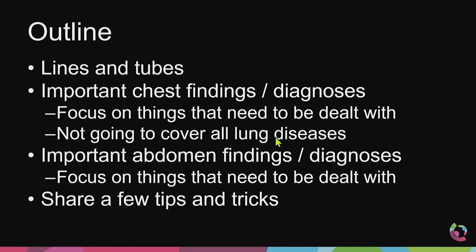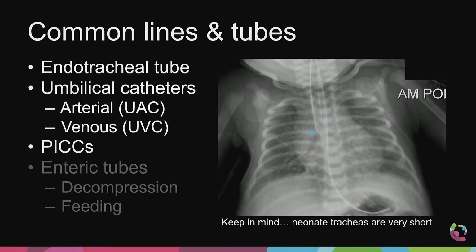By way of outline for my talk, I'm going to talk about lines and tubes, since those are of particular importance in the babies in the neonatal ICU. I'm going to talk about some important chest findings and diagnoses, focusing on things that need to be dealt with. I'm not going to cover everything here. Shaylee's going to cover some of the other stuff, but there's just not enough time to go through it all. I'll talk a little bit about important abdomen findings and diagnoses as well, again focusing on things that need to be dealt with. And I'm going to share a few tips and tricks for somewhat confusing or complex cases.